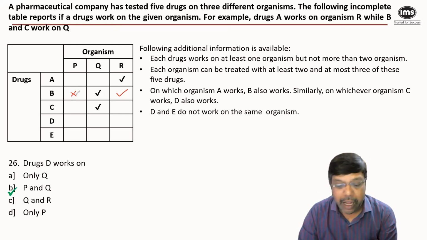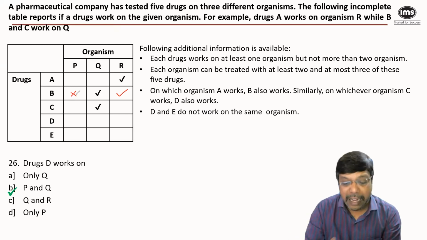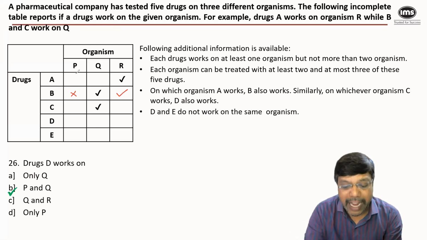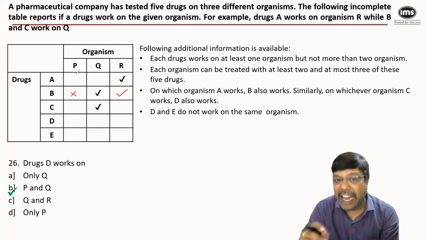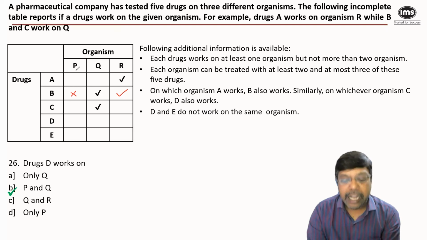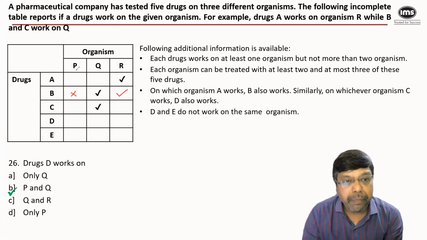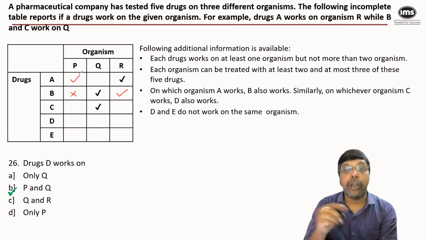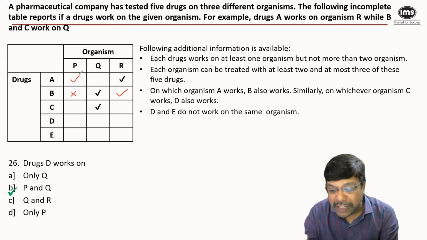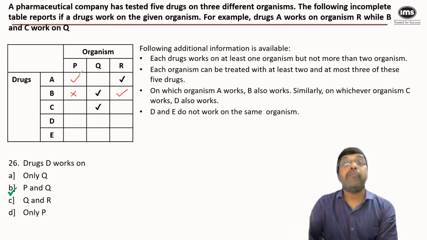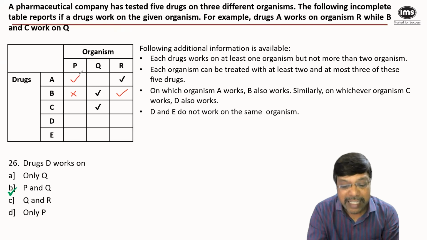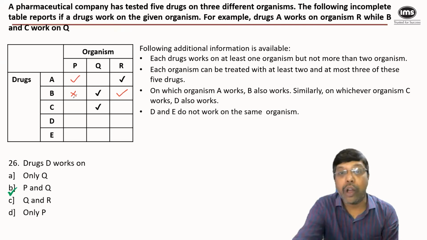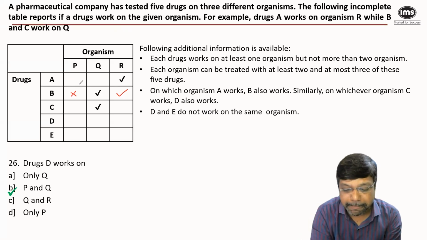Next one. Also, one more point here. If I look at organism P and drug A, what can I conclude? Does drug A work on organism P? No. You know why? If I say that A works on P, based on the condition we just learned, it must work on B also. Now, since we are saying B will not work on P, it means A cannot work on P.